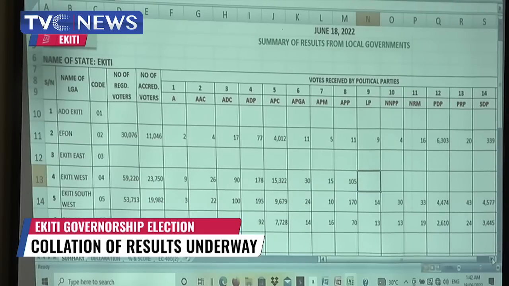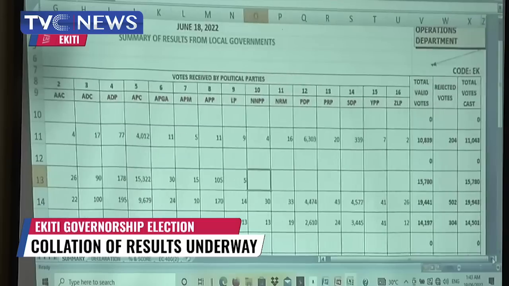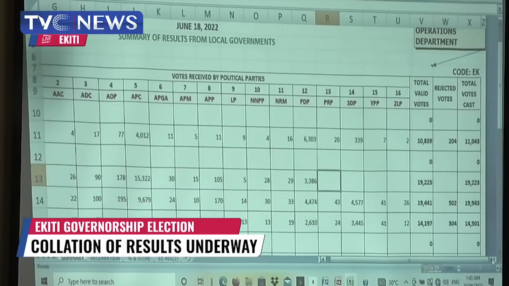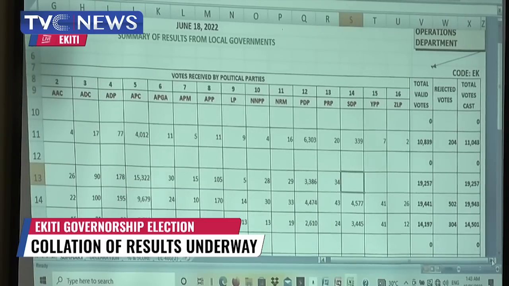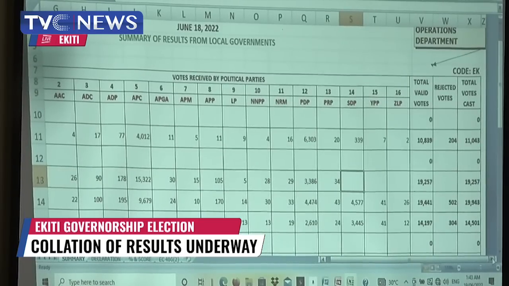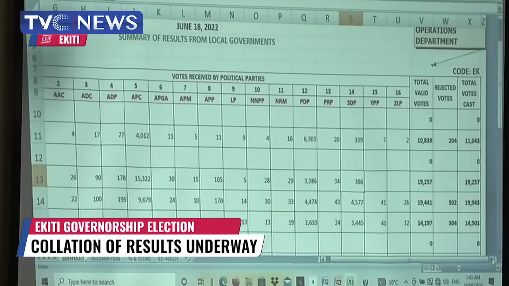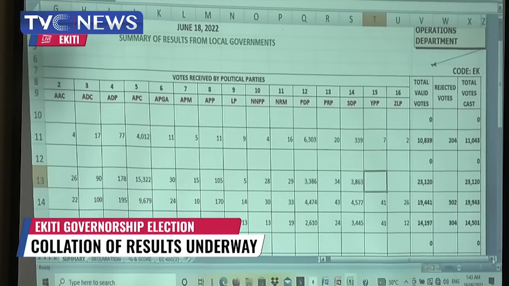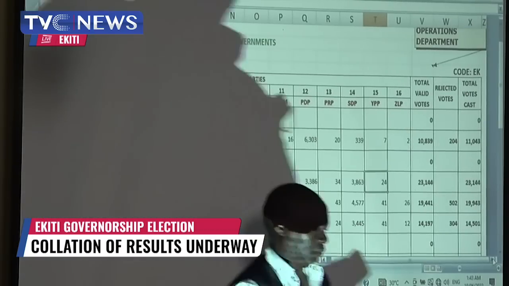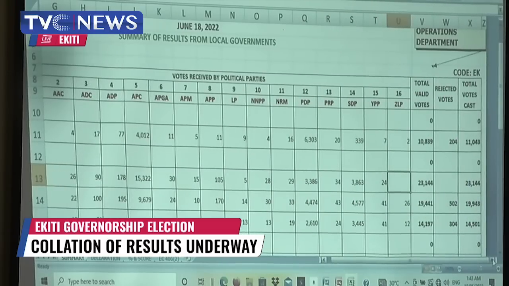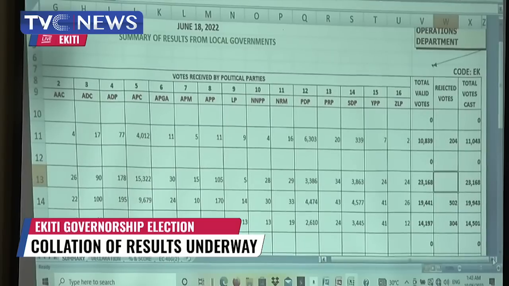LP 05. NNPP 28. NRM 29. PDP 3386. PRP 34. SDP 3863. YPP 24. ZLP 24.